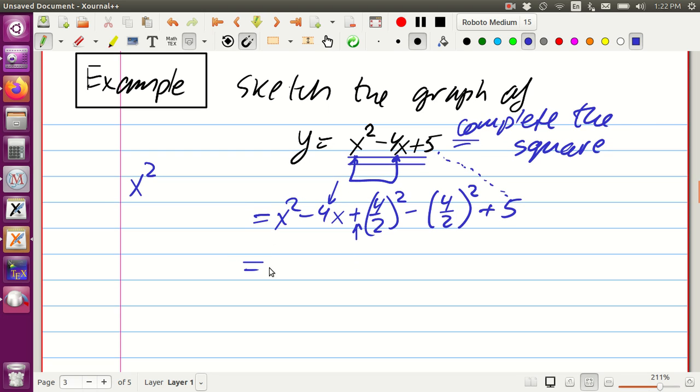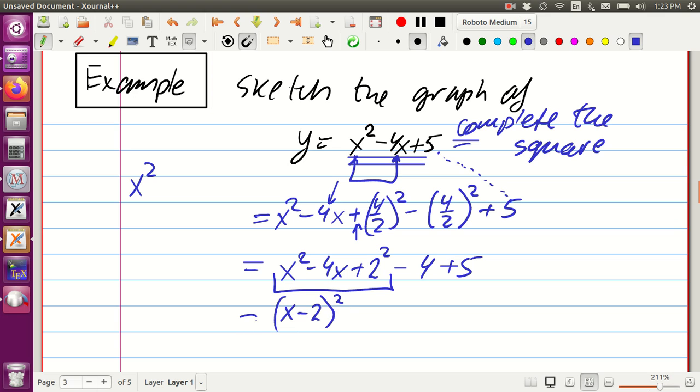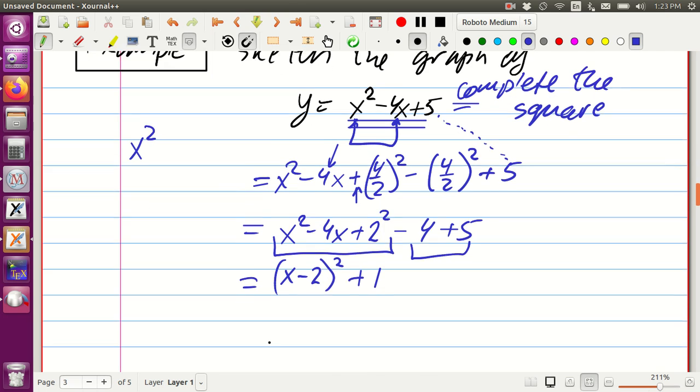So now we're going to simplify this. So we have x squared minus 4x. 4 divided by 2 is 2, and 2 squared is 4. So we have plus 4 minus 4 plus 5. And these 3 terms are a complete square, so we can think of 4 as 2 squared. So basically we have (x minus 2) quantity squared plus 1. Why plus 1? Because we add negative 4 and 5.